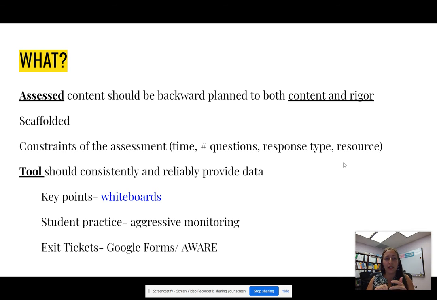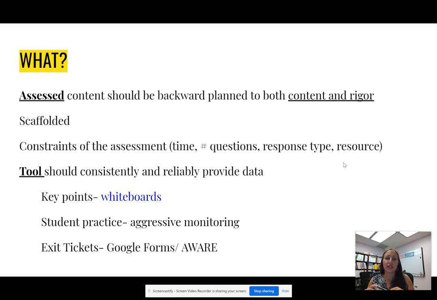What should we check for understanding? I want to talk about what we should assess and then what tools we can use. In terms of what should be assessed, we always want to go back to our backwards planning, and it should be aligned to our content as well as the rigor. We want to scaffold our questions. So we start with our easier questions first, so that way we can see where student breakdown might occur. If they understand a portion of it, I don't need to reteach that portion. But when they get to a certain step, I may see, okay, that's where the issue is.